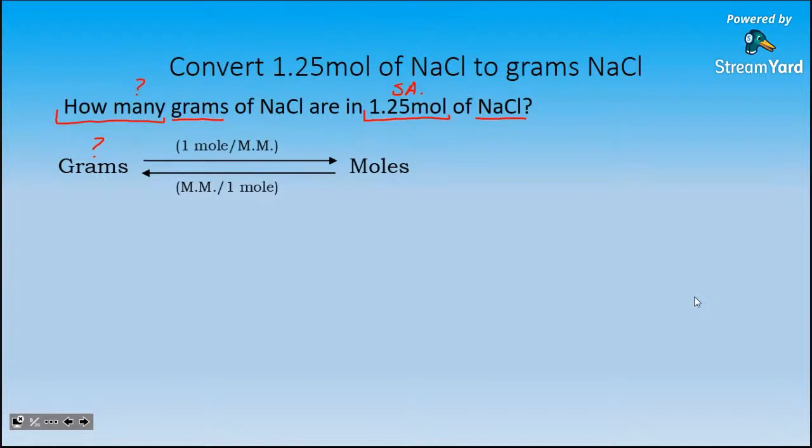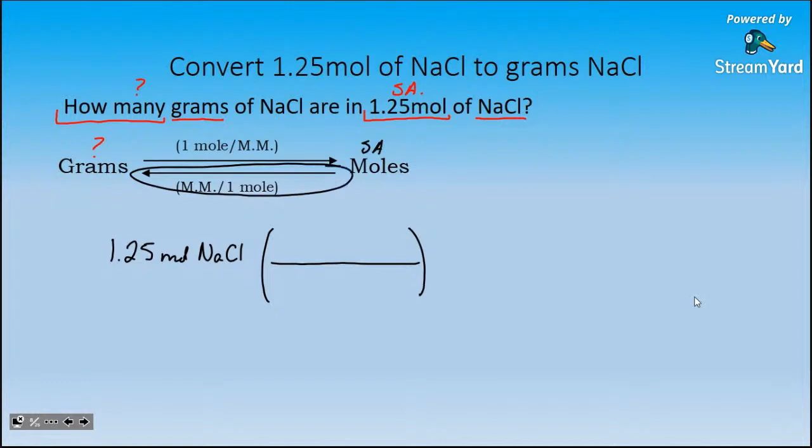So I'm starting out with moles. So 1.25 moles of NaCl times the conversion factor. And because I'm going moles to grams, again, I'm going to use the bottom arrow, the molar mass of NaCl per 1 mole. So I need the molar mass of sodium chloride. So I have 1 sodium, 1 chlorine. Sodium is 22.99 from the periodic table.